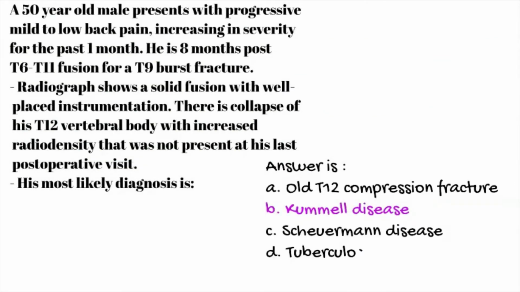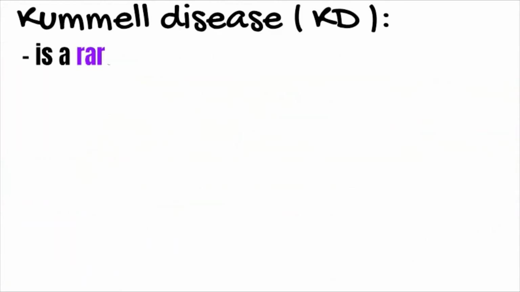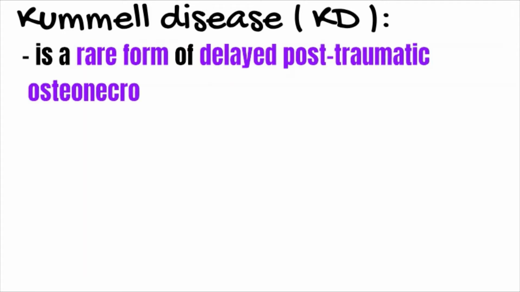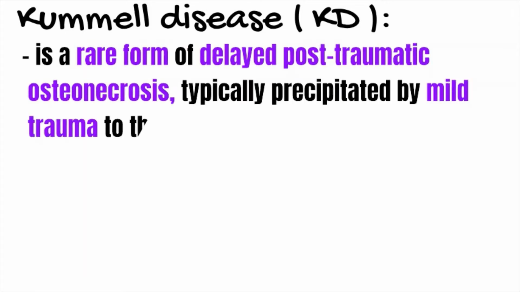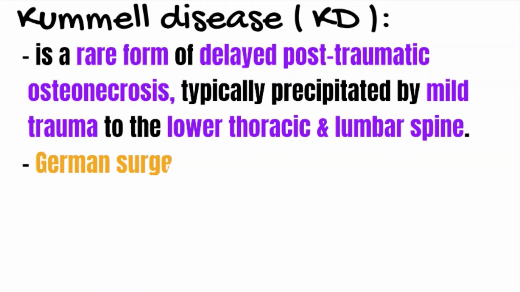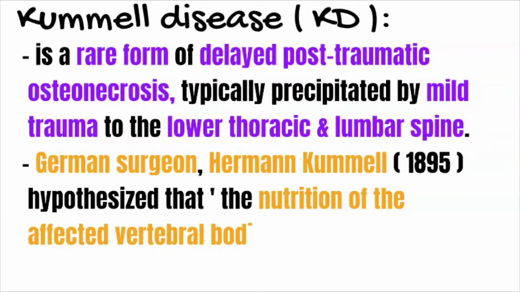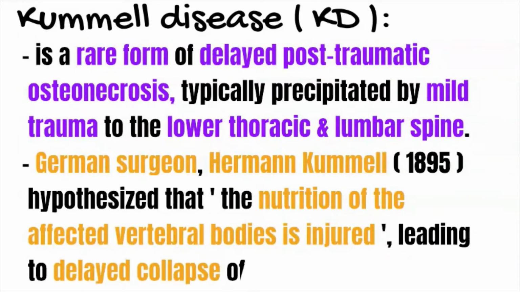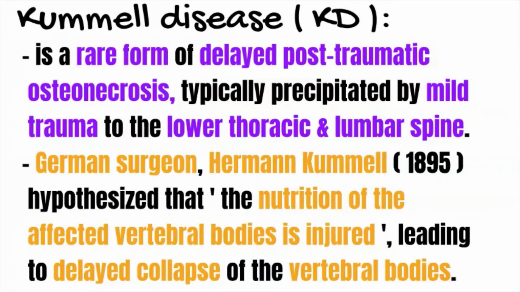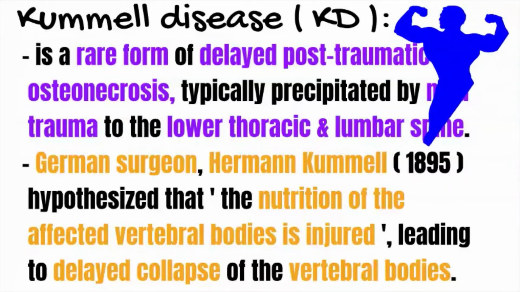And the answer is B. Kummel disease. Now let's get to know about this disease. Kummel disease, KD, is a rare form of delayed post-traumatic osteonecrosis, typically precipitated by mild or minor trauma to the lower thoracic and lumbar spine. A German surgeon, Hermann Kummel, in 1895, hypothesized that the nutrition of the affected vertebral bodies is injured, leading to delayed collapse of the vertebral bodies.